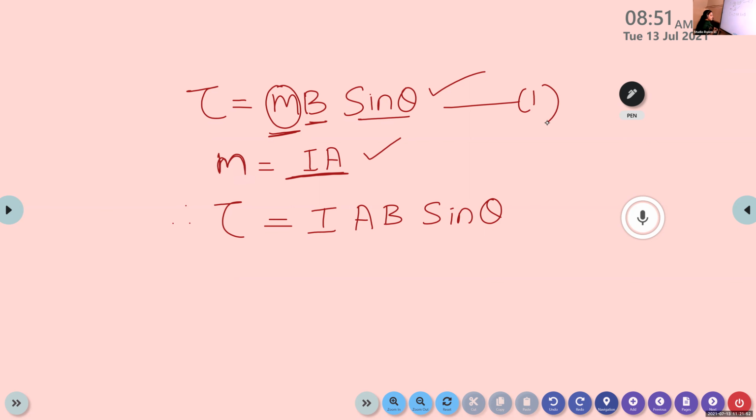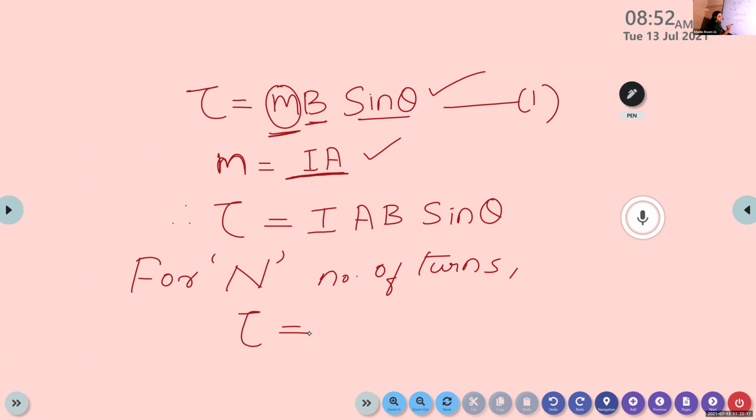This equation represents only one turn. For N number of turns, we consider a rectangular coil with N number of turns. For N number of turns, the equation becomes τ = N into IAB sin θ.